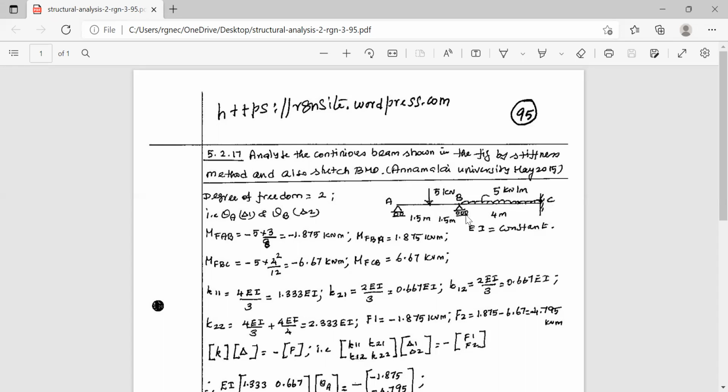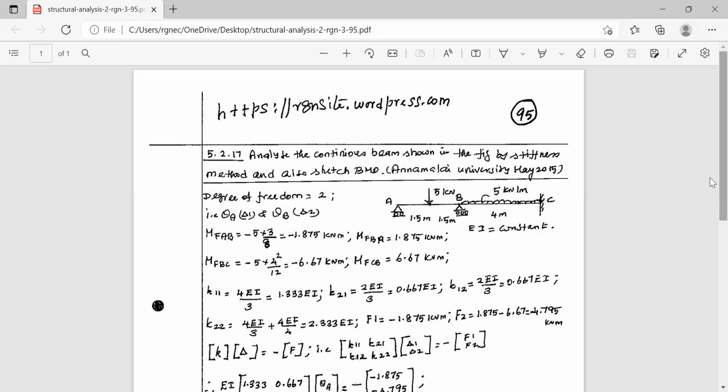So if you assume AB and BC as fixed supports, then these are the fixed end moments. M of AB is minus WL by 8 because it is in the anti-clockwise direction. M of BA is again WL by 8. It is positive in the clockwise direction. M of BC is minus WL square by 12, anti-clockwise movement with a negative sign. M of CB is WL square by 12, clockwise movement, hence with a positive sign.